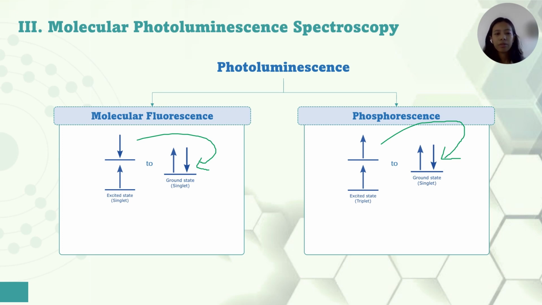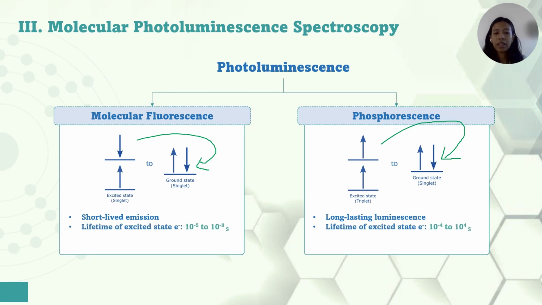Fluorescence has a short-lived emission, or in other words, it decays rapidly. On the other hand, phosphorescence is long-lasting as it may continue for some time after removing the radiation source. Comparing the lifetime of electrons in the excited state, phosphorescence is longer as it ranges from 10 raised to negative 4 to 10 raised to 4 seconds. Moreover, fluorescence is commonly observed from molecules with pi to pi star transition state and sometimes detected from molecules exhibiting n to pi star transition. And for phosphorescence, it commonly occurs from n to pi star transition.